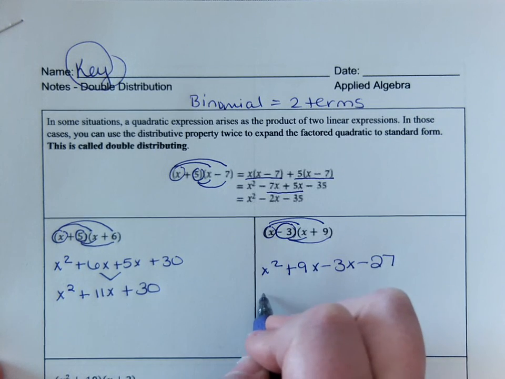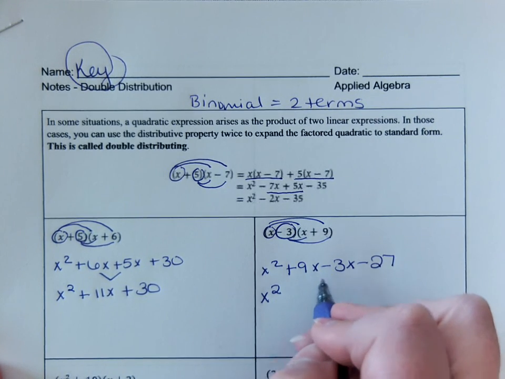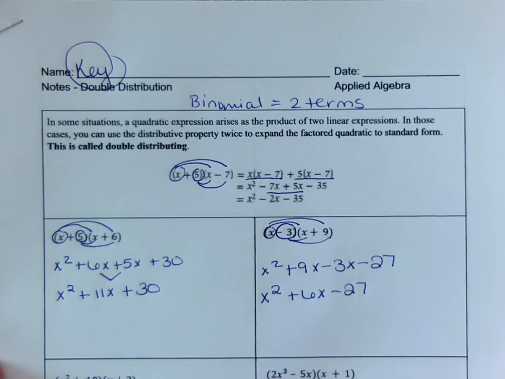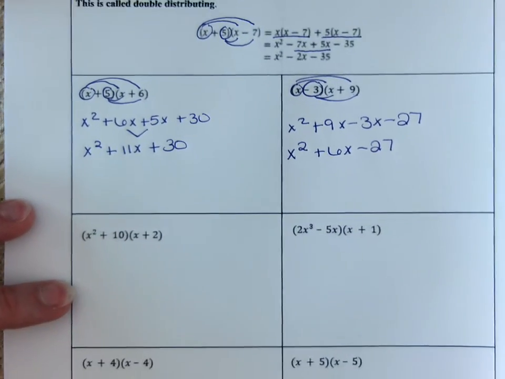And then let's combine our like terms. So we bring down our x squared. 9x minus 3x is 6x. And we bring down the negative 27. All right, let's go on to the next row.